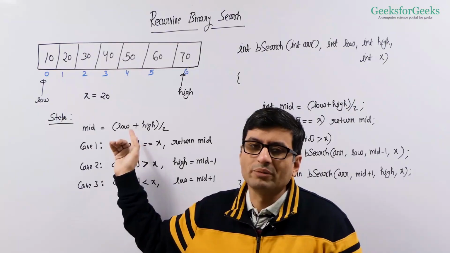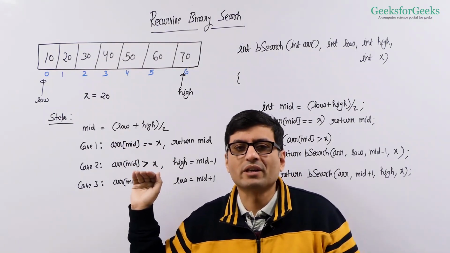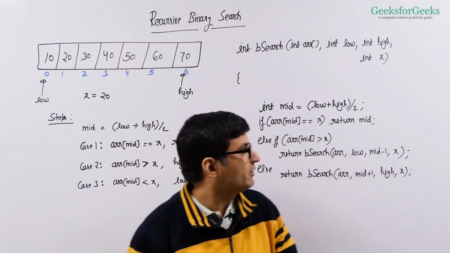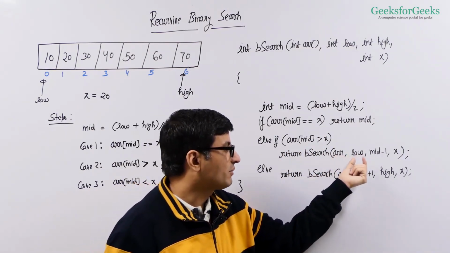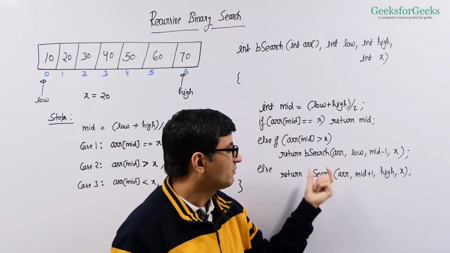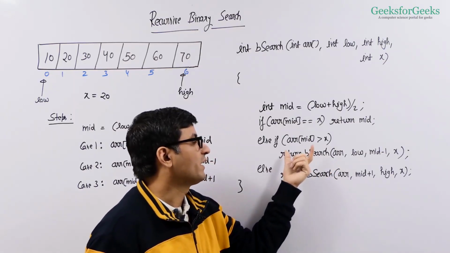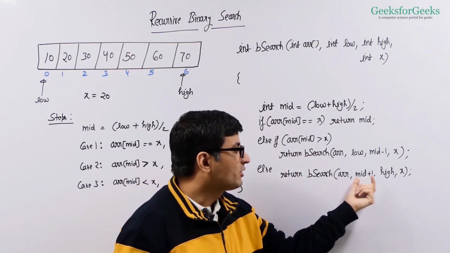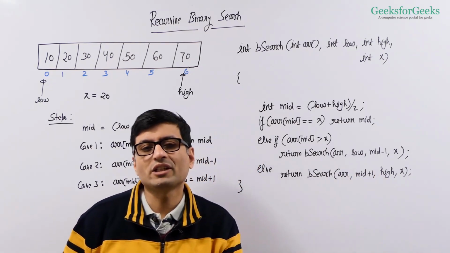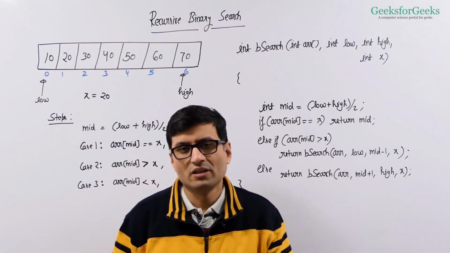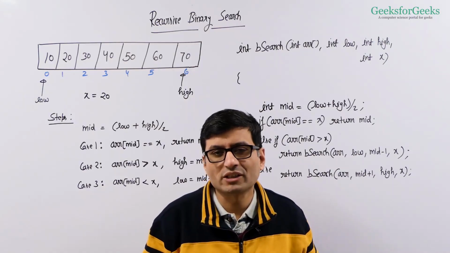We first compute the mid, then we compare array mid and x. If they are same, we return mid. If array mid is greater, we go to the left half by changing high to mid -1, making a recursive call. If array mid is smaller than x, then we go to the right half. We change low to mid +1 and we keep high as it is. So that's all. We have two recursive calls.